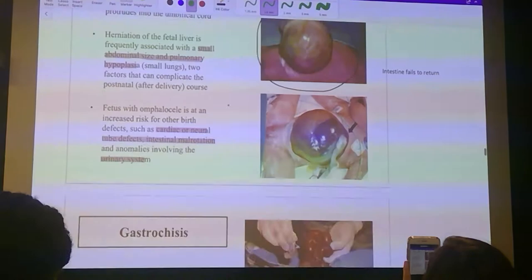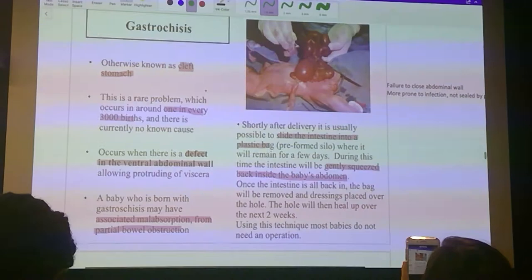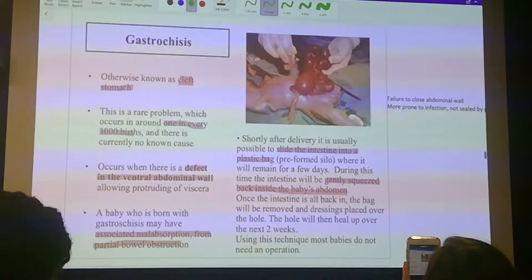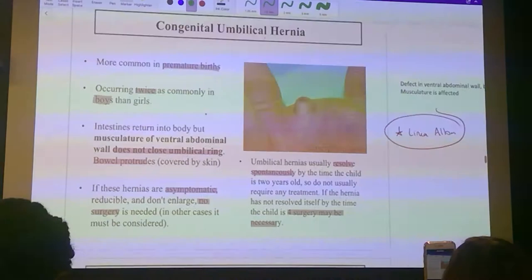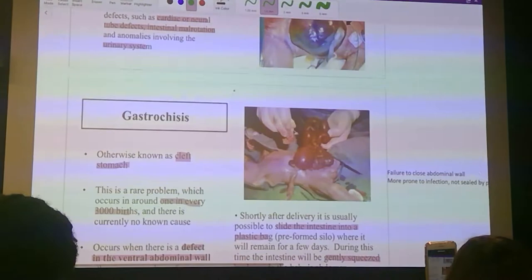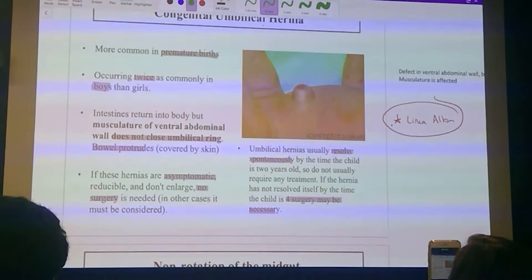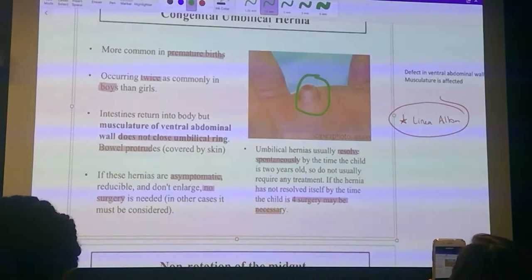Whereas gastroschisis, it's not sealed, so this is gastroschisis. And just know that this is not associated with chromosomal abnormalities. And this is just a failure in your abdominal wall to close. And then this one, congenital umbilical hernia, is a less severe form of gastroschisis. And something about linea alba. A defect in linea alba can also cause congenital umbilical hernia.